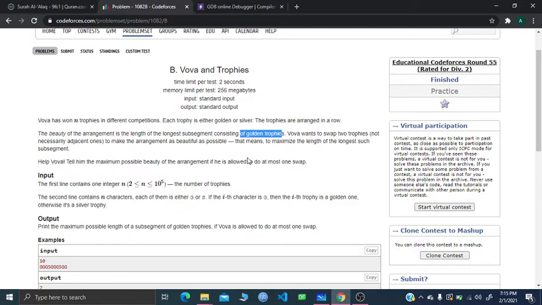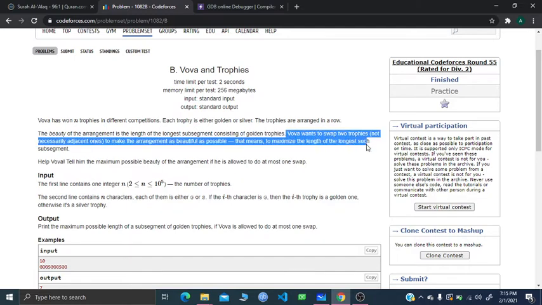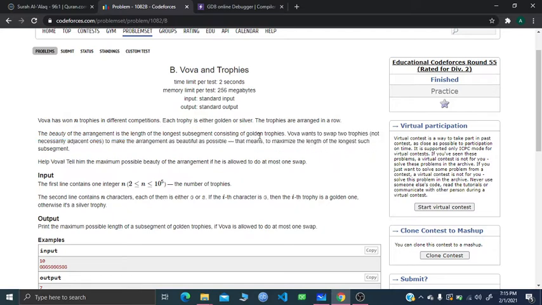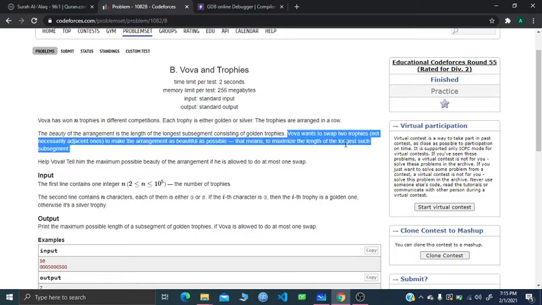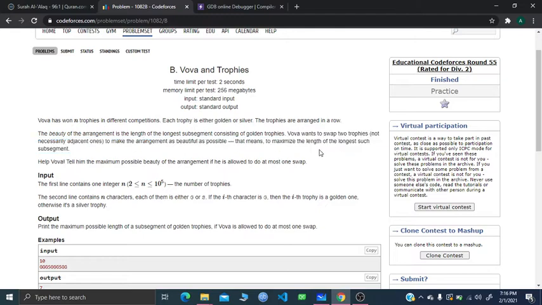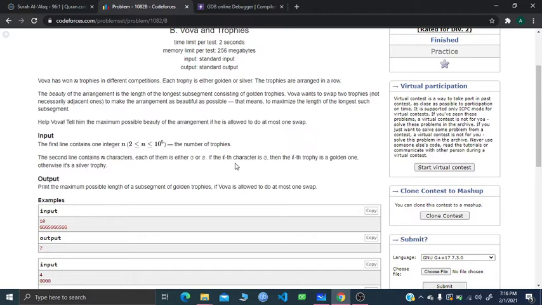You can apply one operation at most one time, which is you can swap two characters. It doesn't matter whether they're adjacent or not. You can swap any two characters you want. And what's most interesting is that there are only two characters, right? Which is either G or S.